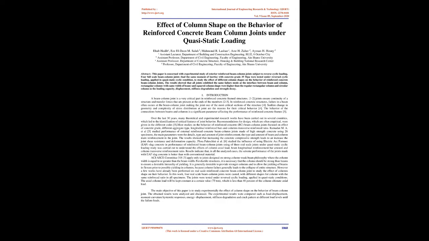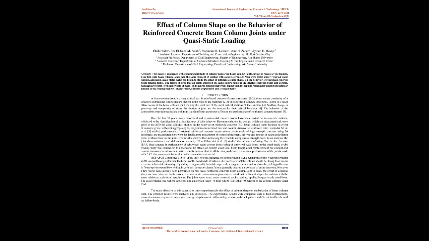1. Introduction. A beam column joint is a very critical part in reinforced concrete framed structures. Joints ensure continuity of a structure and transfer forces that are present at the ends of the members. In reinforced concrete structures, failure in a beam often occurs at the beam column joint, making the joint one of the most critical sections of the structure.